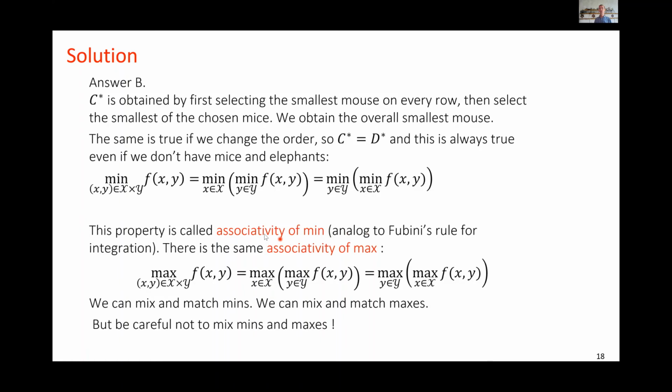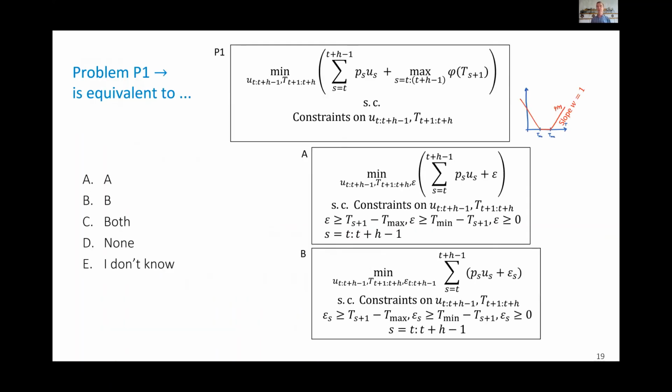This is analogous to what we do when we have integrals. Imagine here this min is an integration. You integrate a function of two variables over a set X, then you can interchange the order, and what you obtain is the integral over the two-dimensional function. So this is exactly the same. Of course, what is true for min is also true for max. So take-home message, we can mix and match mins, we can mix and match maxes, but mins and maxes are like cats and dogs, they don't live well together.